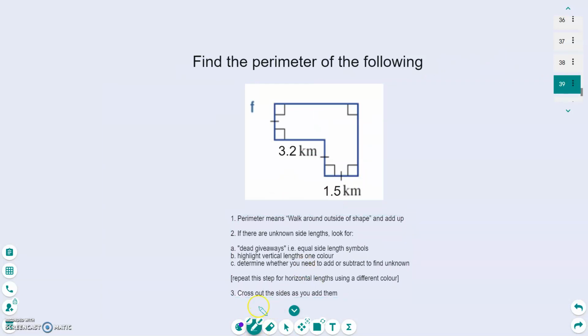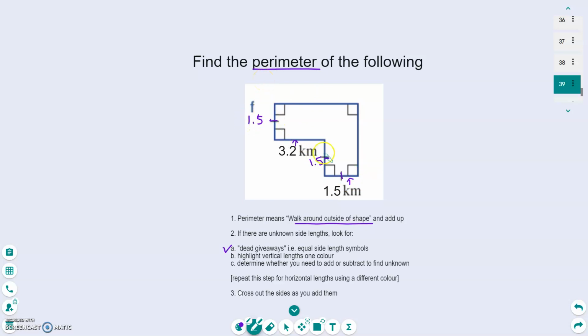First of all, perimeter, walk around the outside of the shape. That's all you need to remember about perimeter. Now, our next step, if there are unknown side lengths, look for dead giveaways. Dead giveaways are those equal side length symbols. This is a little bit confusing, this one. I'm just going to make sure that we know that that's 3.2. This equal side length is 1.5. So I'm going to carefully label in our dead giveaways. This is 1.5 because these are equal symbols. 1.5, 1.5, and another equal symbol.